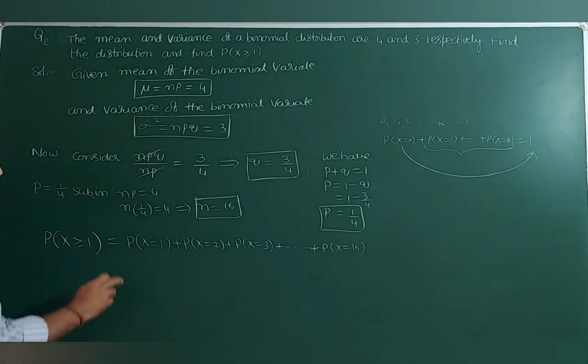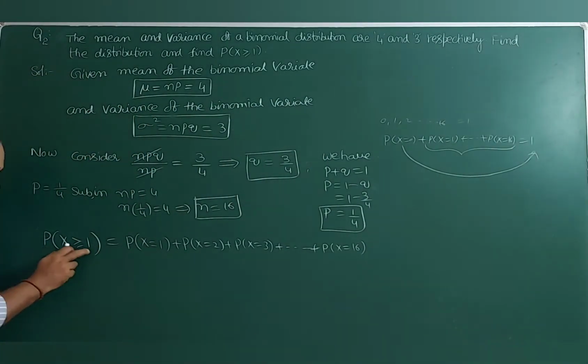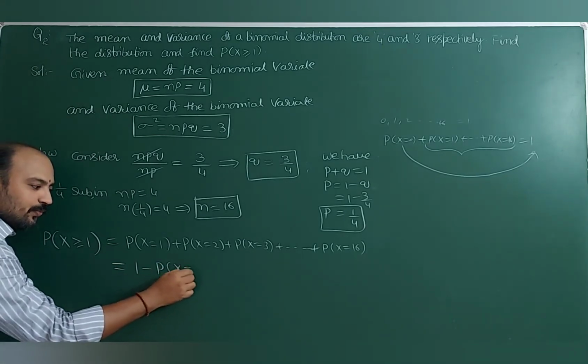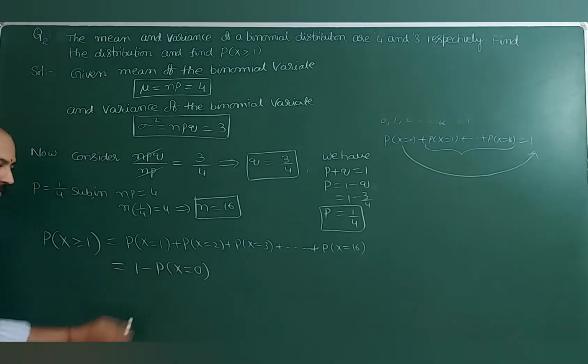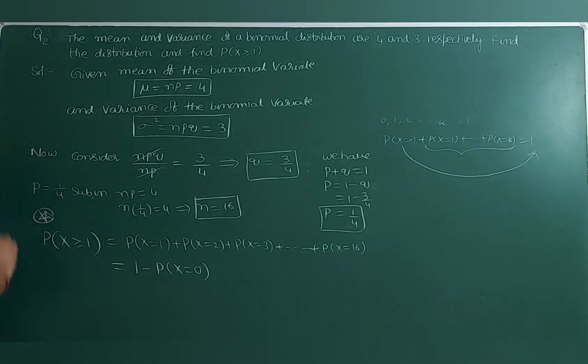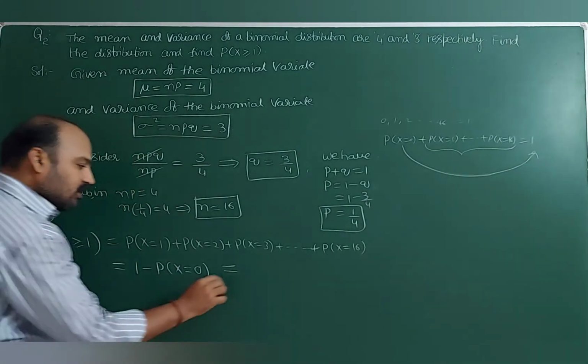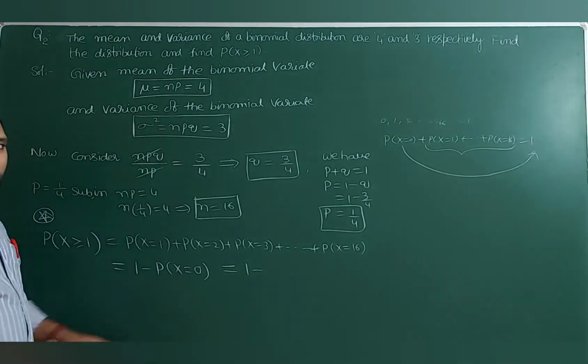That means the probability of X greater than or equal to 1 can be written as 1 minus P of X equal to 0. This is the best step. You remember, P of X greater than or equal to 1 means you need to take this step. Then only it will be easy for the students. So 1 minus P of X equal to 0, R is equal to 0.